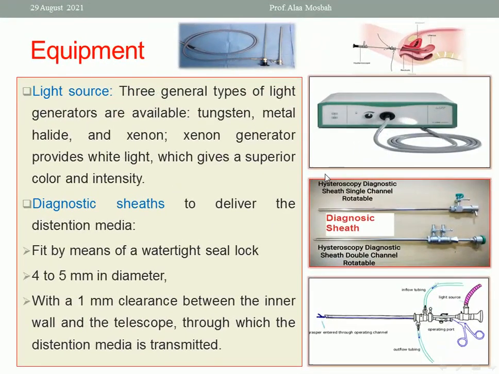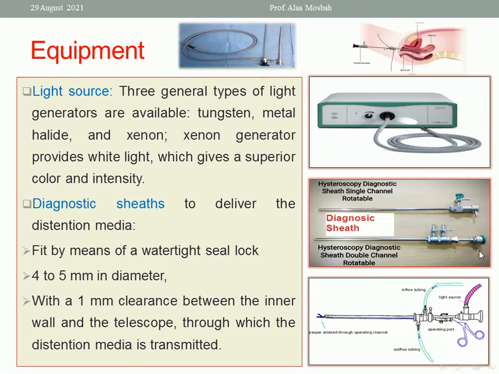What else? In the equipment, the light source. As in this picture, this is the light source. We have 3 general types of light generators: tungsten, metal halide, and xenon. The best is the xenon. Xenon generator provides white light, which gives a superior color and intensity.